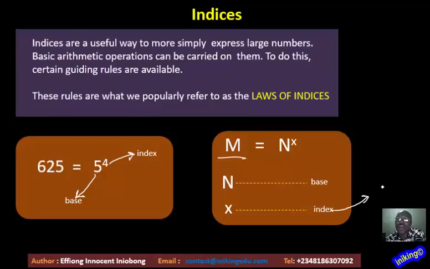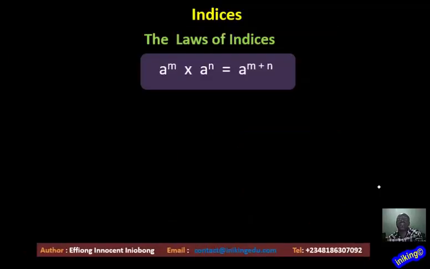Now, basic arithmetic operations can be carried out on numbers that are expressed this way. And to do this, we have certain guiding rules. These rules we popularly refer to as the laws of indices. In this video clip, we're going to look at 2 of such laws. One, the law guiding multiplying indices, and the one guiding dividing indices.